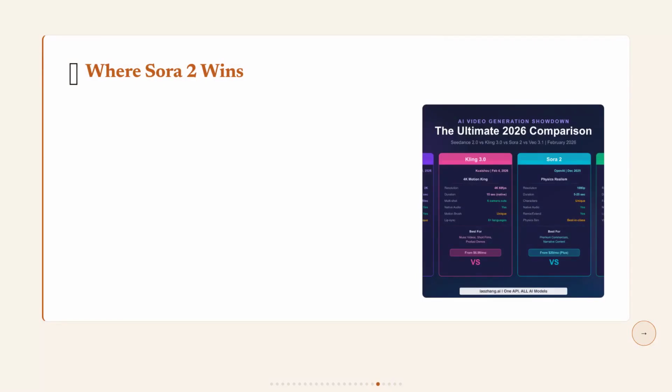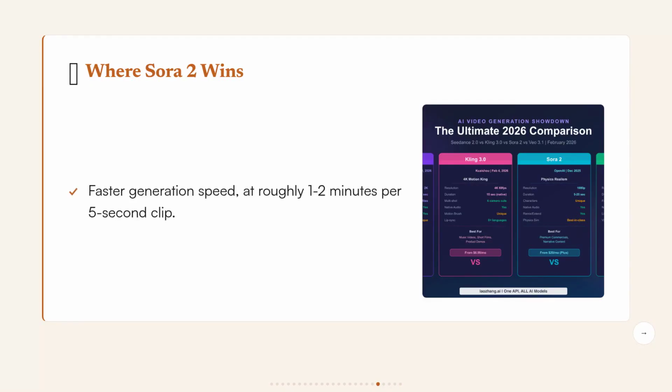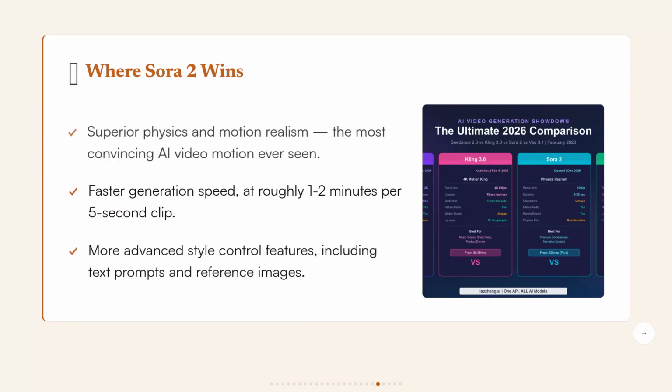So where did Sora 2 actually beat Kling 2.6? Physics and motion realism. It was the best AI video motion anyone had seen. Full stop. Generation speed was 1 to 2 minutes per clip versus 2 to 3. And its style control tools were more advanced, with both text prompts and reference images built in. All of that is real, and all of it is gone.